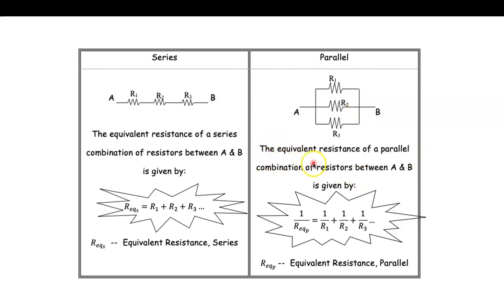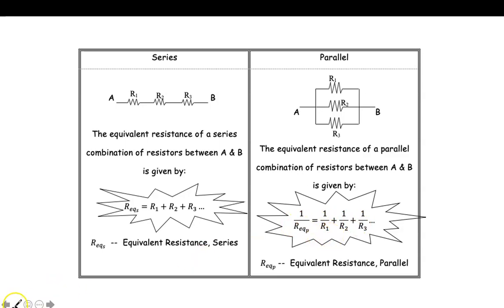But for equivalent resistance, it basically makes it easier because there's a lot of different paths that the charges can go on. So here we add reciprocals. This is super important. 1 over the equivalent resistance for parallel is equal to 1 over resistor 1 plus 1 over resistance 2 plus 1 over resistance 3. Adding these together is going to be super important.